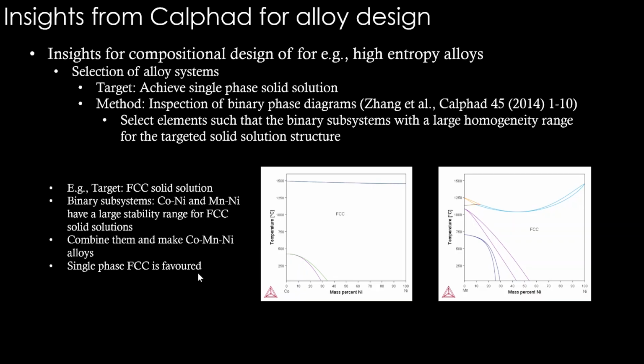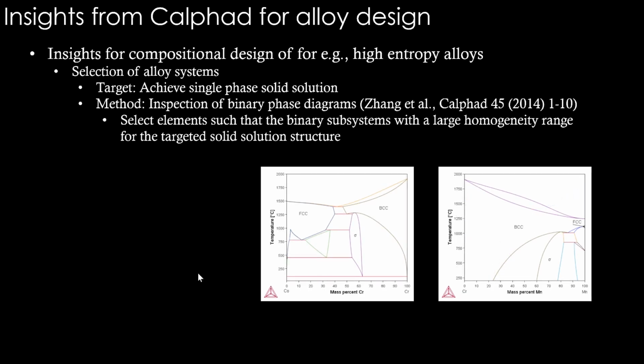But what are the initial elements to select? Co, Mn and Ni can give single FCC. But this is only three elements. Which fourth element can be added? Now let's look at two different diagrams. So these are two different diagrams now: cobalt-chromium and chromium-manganese.